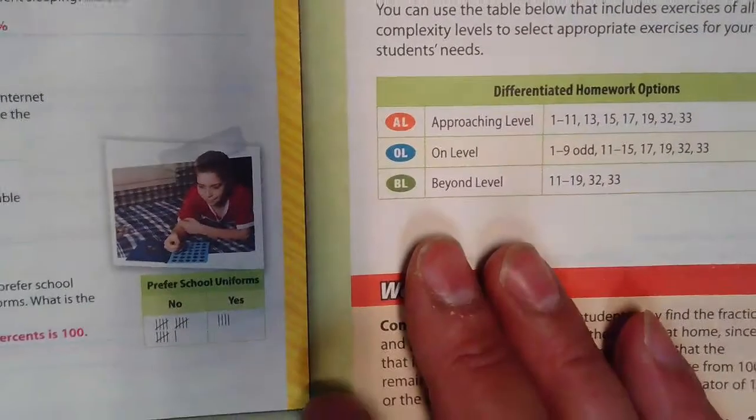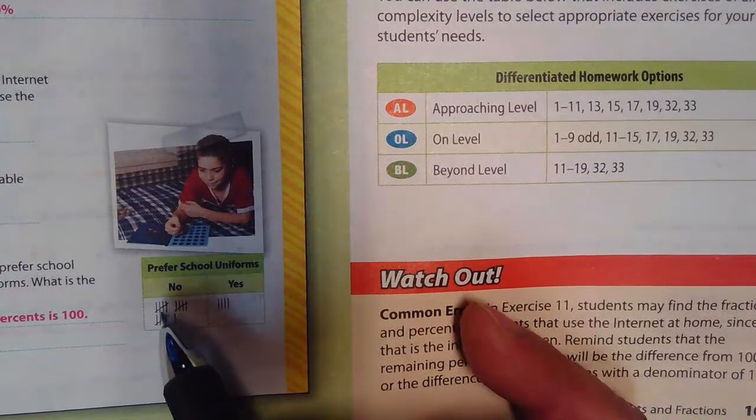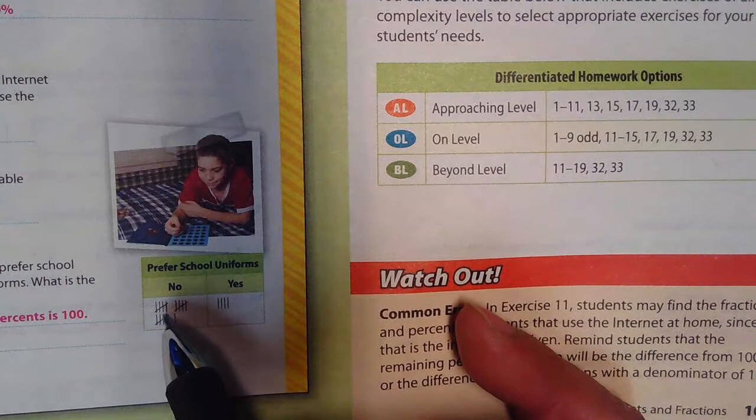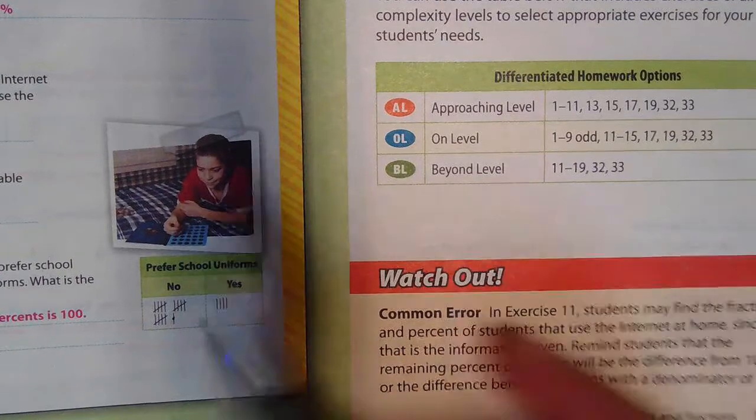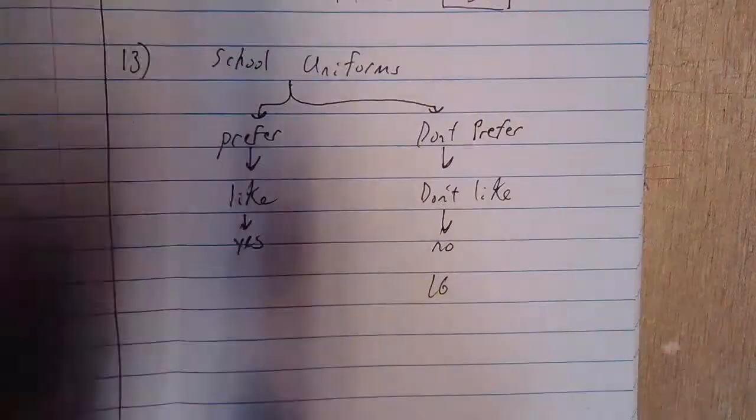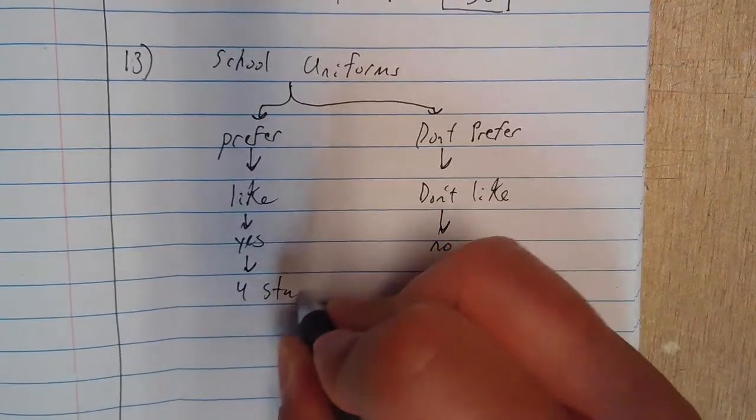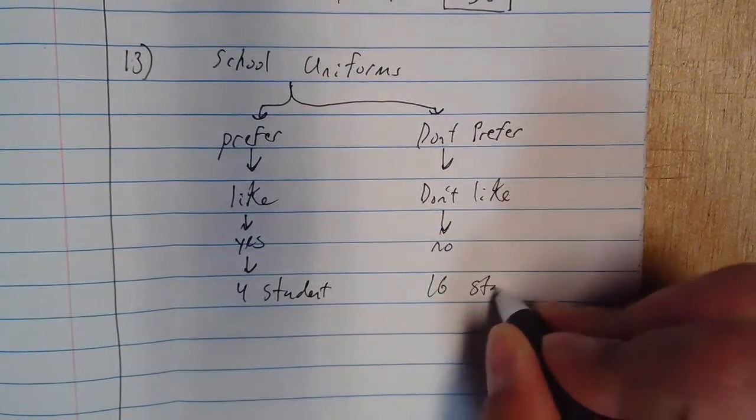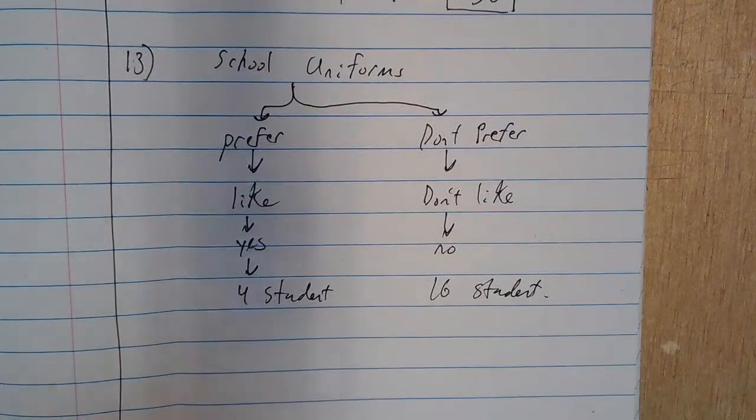So here's this table. All right. We have, let's see, how many people don't like it? That's 5, 10, 15, 16. 16 say no. And 4 say yes. Okay. But now what? You're like, but what if I don't get it? 4 students, 16 students.